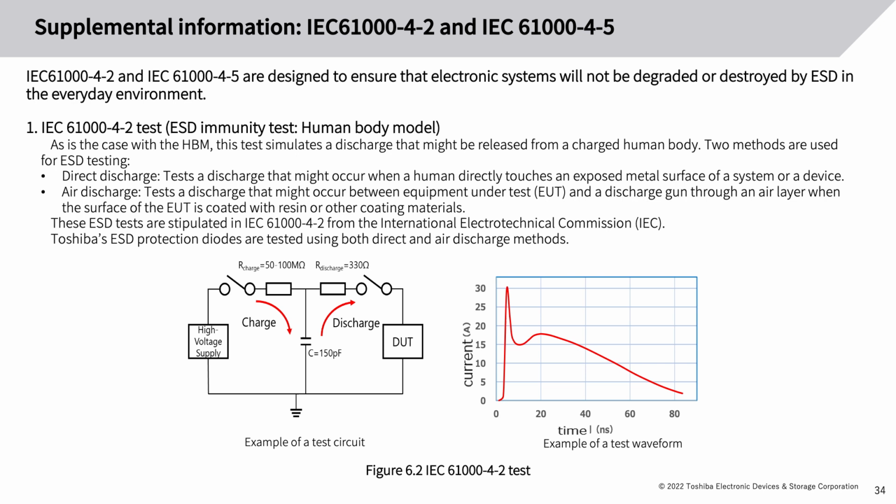Direct discharge tests a discharge that might occur when a human directly touches an exposed metal surface of a system or a device. Air discharge tests a discharge that might occur between equipment under test, EUT, and a discharge gun through an air layer when the surface of the EUT is coated with resin or other coating materials. These ESD tests are stipulated in IEC 61000-4-2 from the International Electrotechnical Commission (IEC). Toshiba's ESD protection diodes are tested using both direct and air discharge methods.